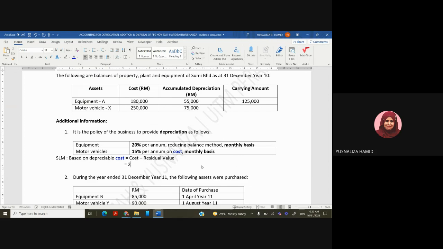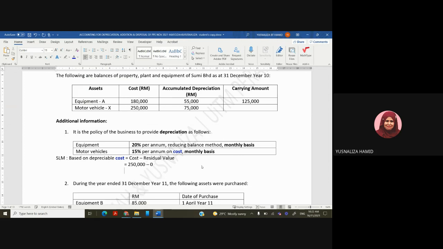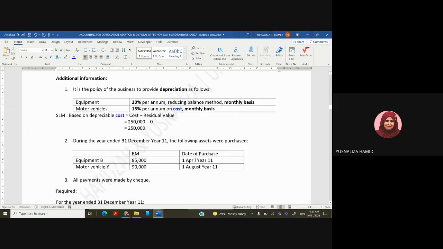So the depreciable cost is 250,000 minus zero, and that will give you again 250,000. So that would be the figure that you would use to calculate the depreciation for the existing equipment. Okay, let's see what you have here.